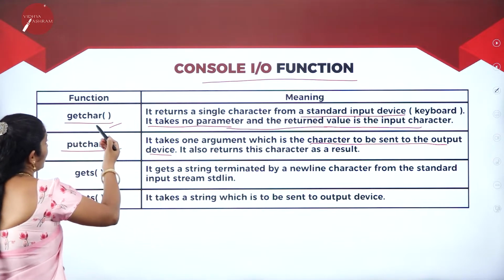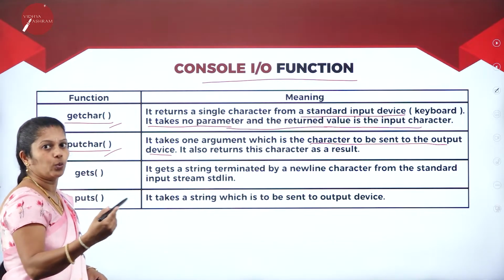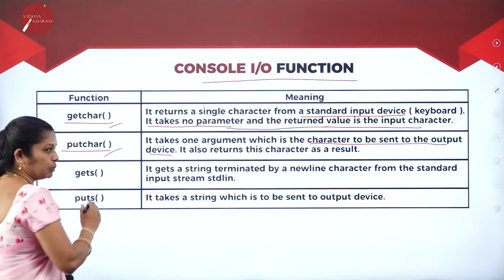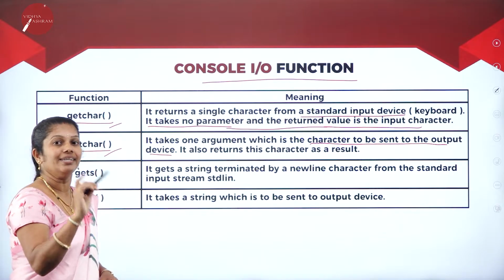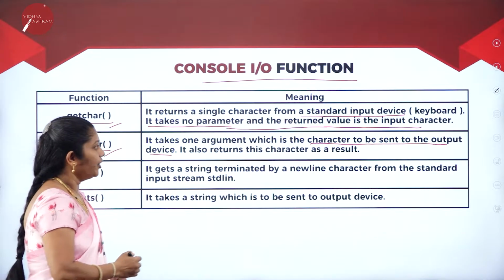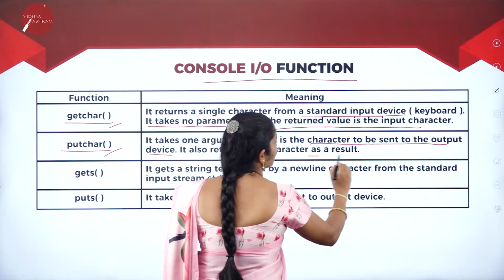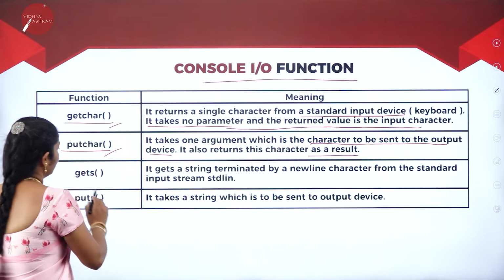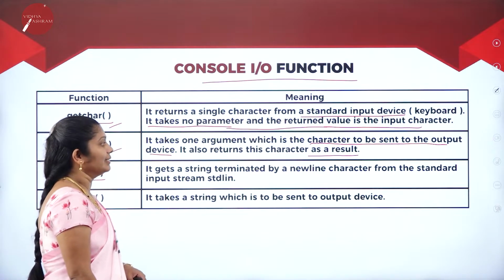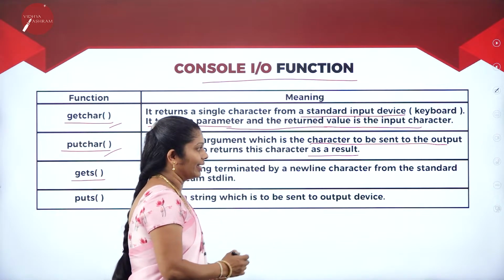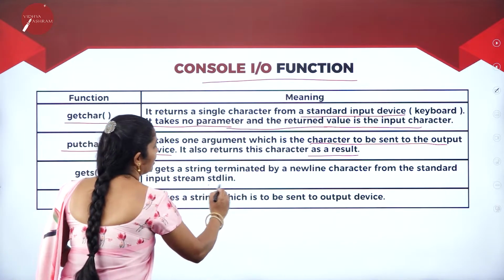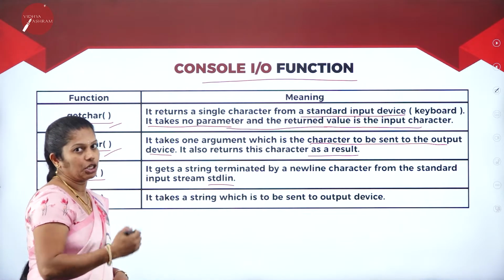For the input device, we can input with the help of getchar, only one character. Whereas putchar helps to print a single character with the help of output devices. It also returns this character as a result. And the next one, the gets function, gets a string terminated by a newline character from the standard input stream, that is the standard input function, which we are using here.